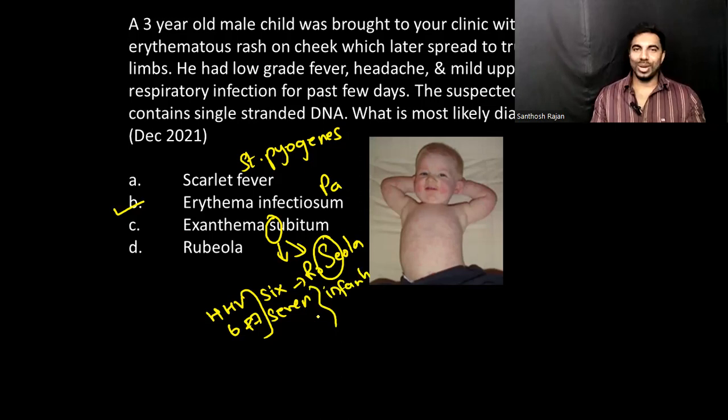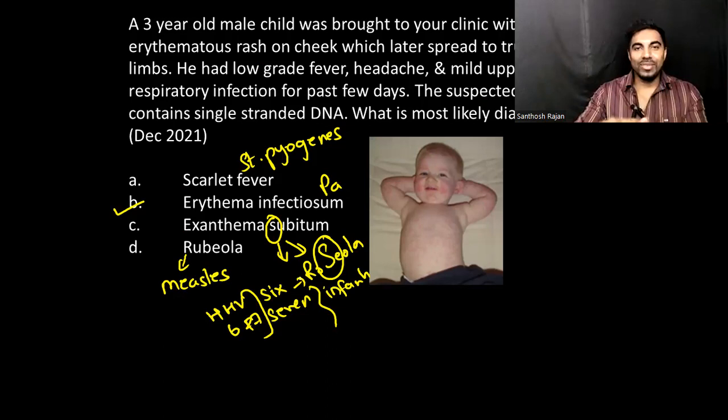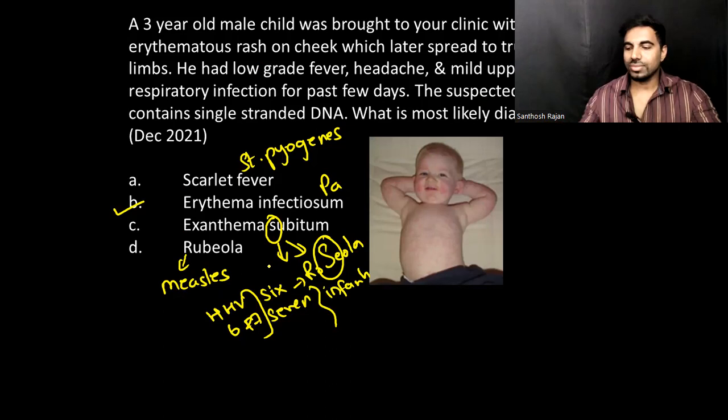Rubeola is the other name for measles, so we don't have to talk about it. Measles's other name is rubeola. Rubella's other name is German measles. It's the opposite: measles we call rubeola, not rubella. Got it? Finished. Now we're done with this.